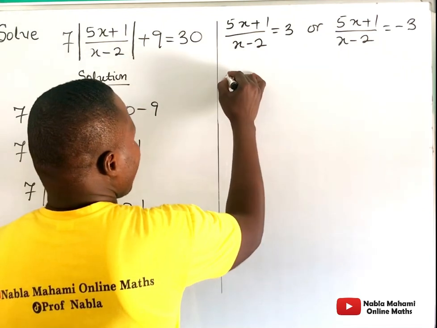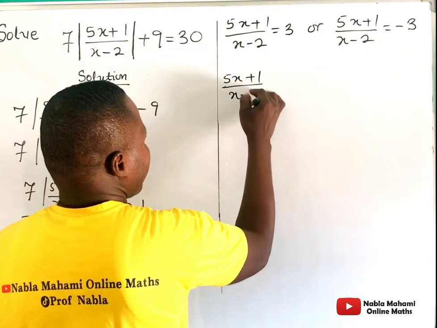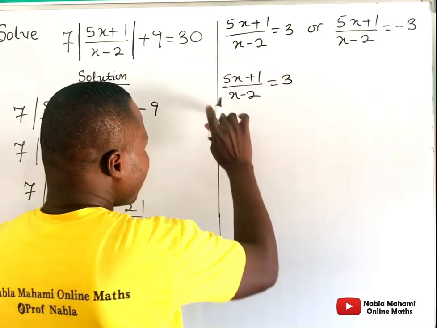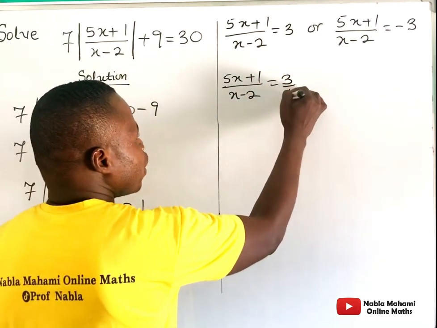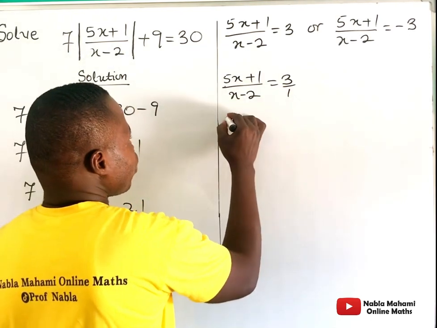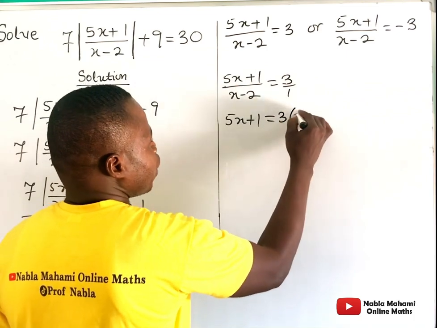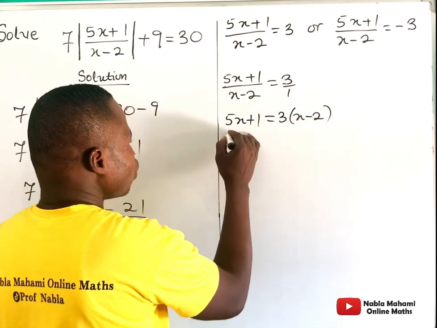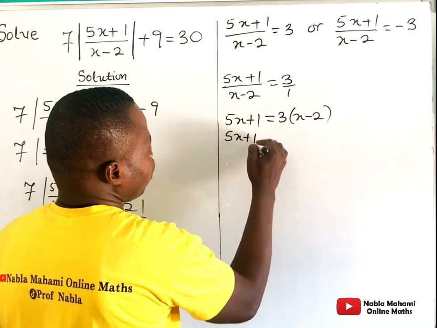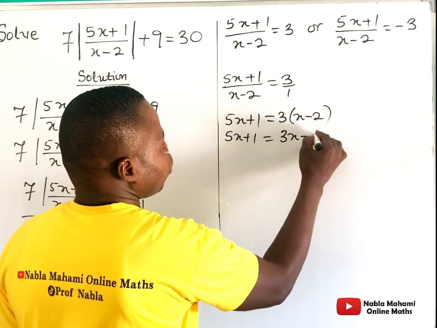So from here, I'll have (5x plus 1) over (x minus 2), which is equal to 3. Then I will say that this one is the same thing as over 1, meaning I'll do cross multiplication. 1 multiplying this will give me 5x plus 1, is equal to 3 multiplying by (x minus 2). So I'll have 5x plus 1 is equal to 3x, 3 times minus 2 is minus 6.